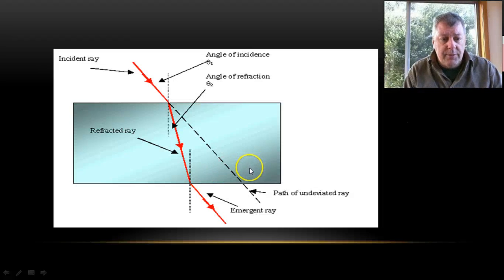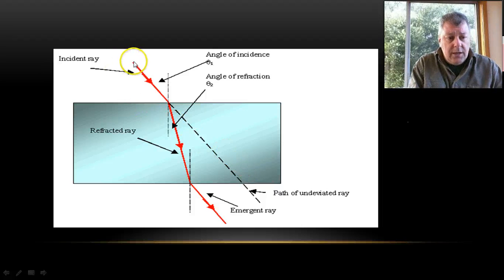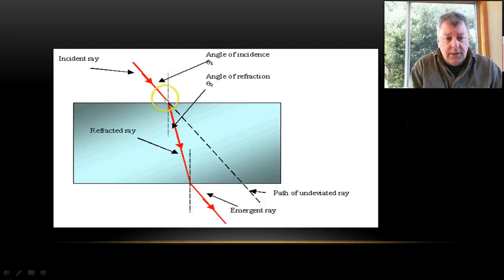So now we're going to do a few definitions. Here's our incident ray. This would be our angle of incidence. This is our interface. This is the normal to the interface. The normal is what we take our angles from. A lot of students want to use this angle here, especially if they're given this angle here, but they've got to use the angle to the normal. And this would be the angle of refraction.